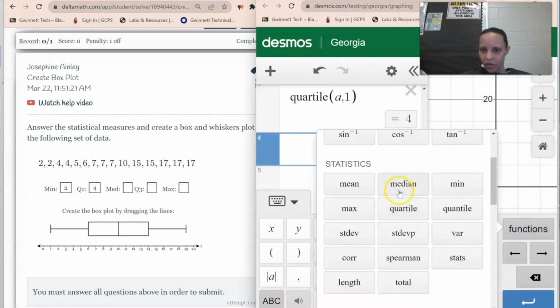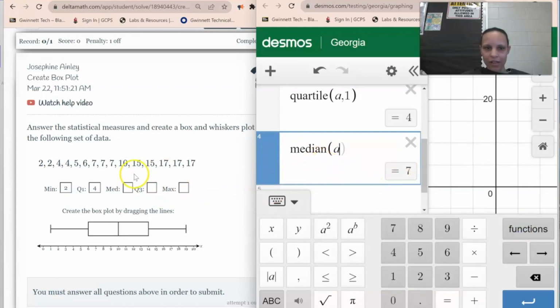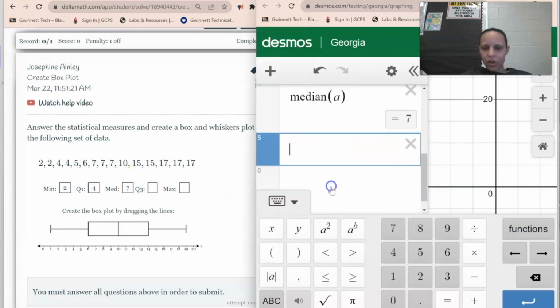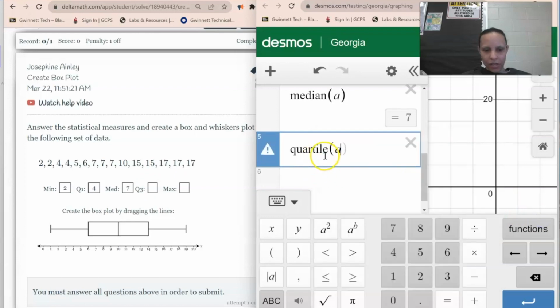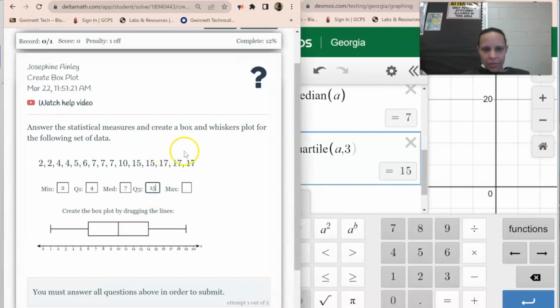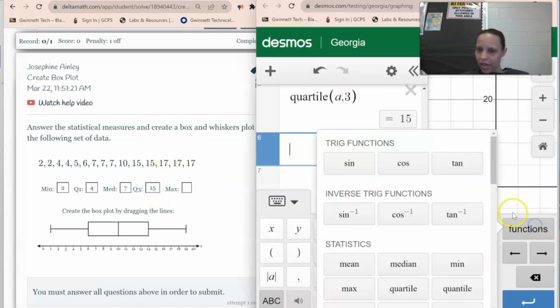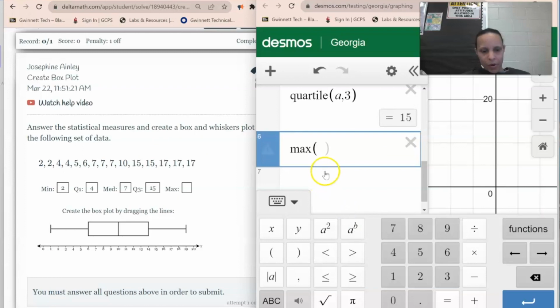All right, median, you can say quartile again, or you can say median. It doesn't matter. If you are saying quartile, it'll be quartile 2. So the median of data set A is 7. Quartile 3, so quartile A, comma 3, is 15. And the maximum is 17, but I'm just going to use the calculator anyway. Maximum of A is 17.